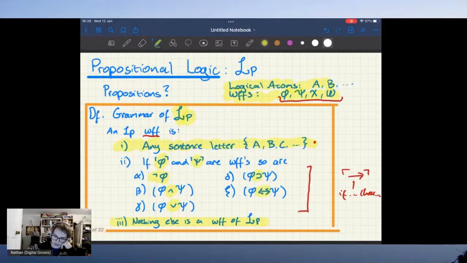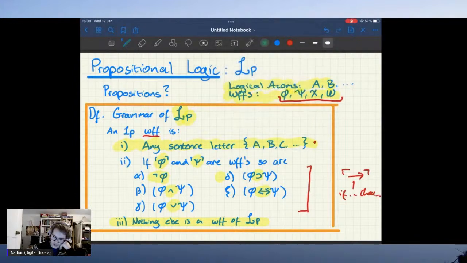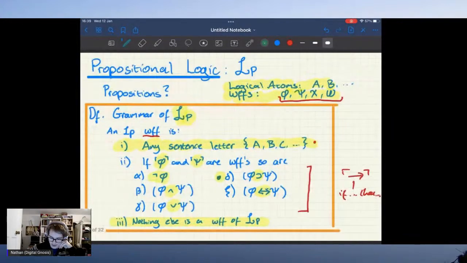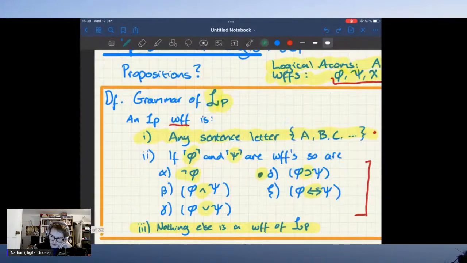Well, here we've got this. Maybe I'll use a different color. Let's go with green. So here we've got that: P then Q. So that is a well-formed formula. Okay, 3, A or B. Well, look, that's here, A or B. And so we've got that as a well-formed formula.